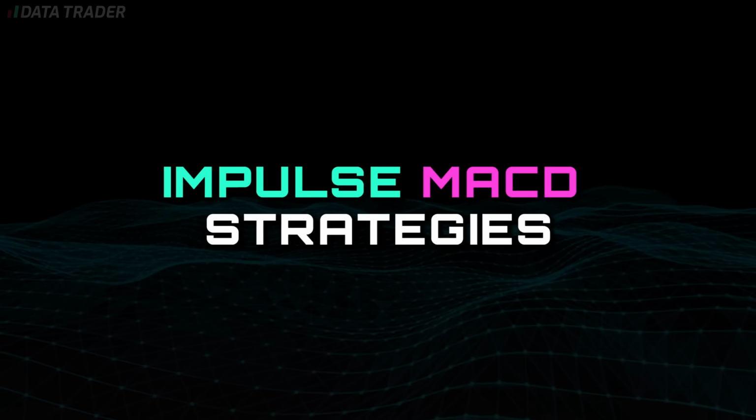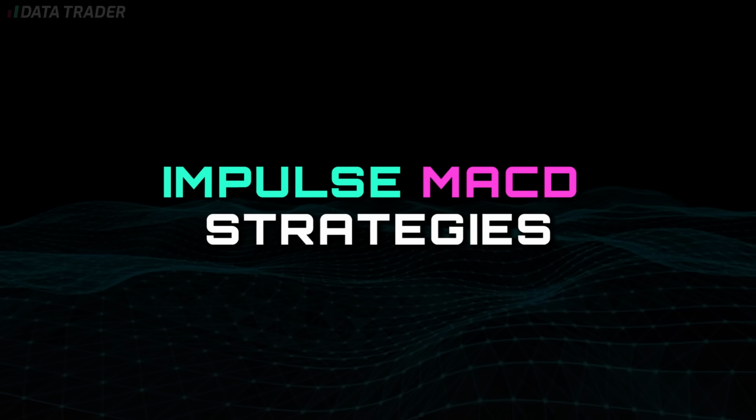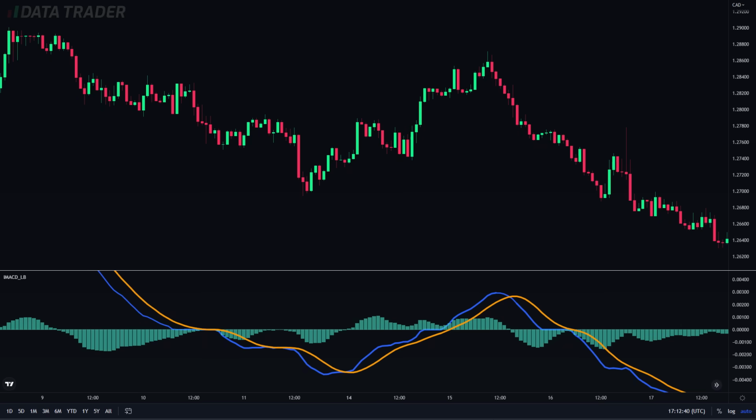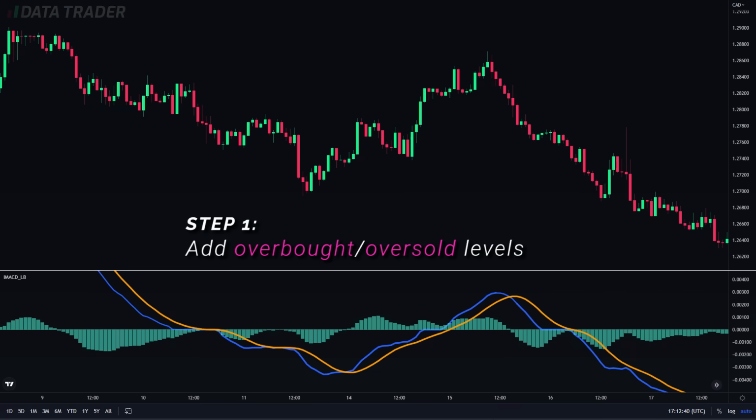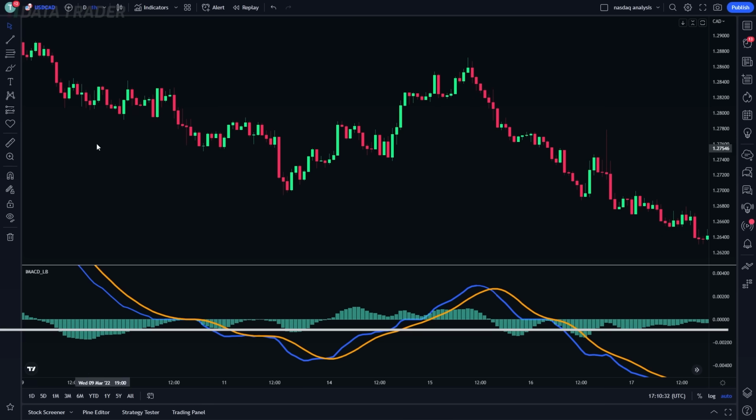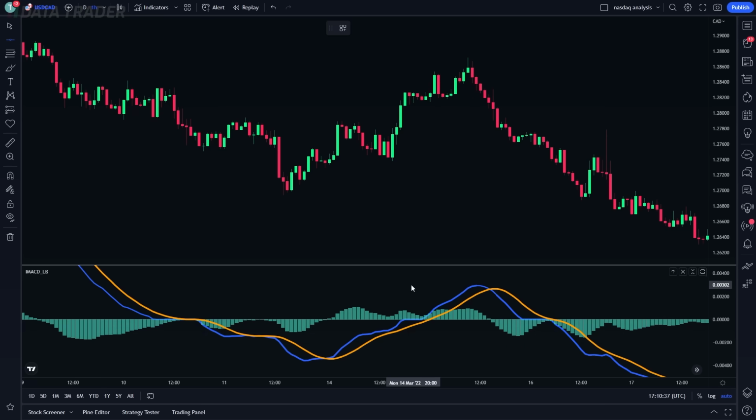Now, let's move on to the different strategies that you can use with this indicator. So, this next strategy is a little bit more advanced, but it also has a higher win rate. It's called the Impulse MACD extension, and this is how you trade it. The first step is we need to manually add overbought and oversold levels on the indicator. And so what you do is, you drag your mouse above the middle line of the indicator and press Alt-H. Or, you can just add the lines manually like this.